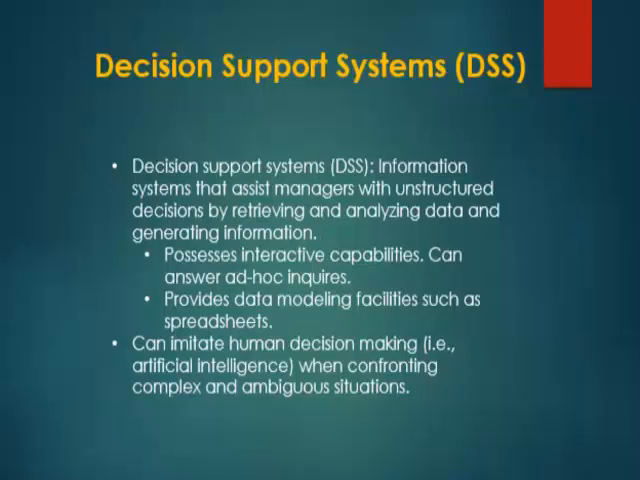Decision support systems are information systems that assist managers with unstructured decisions by retrieving and analyzing data and generating information. Such a system possesses interactive capabilities and can answer ad hoc inquiries. It also provides data modeling facilities, such as spreadsheets, and can imitate human decision-making, i.e., artificial intelligence, when confronting complex and ambiguous situations.